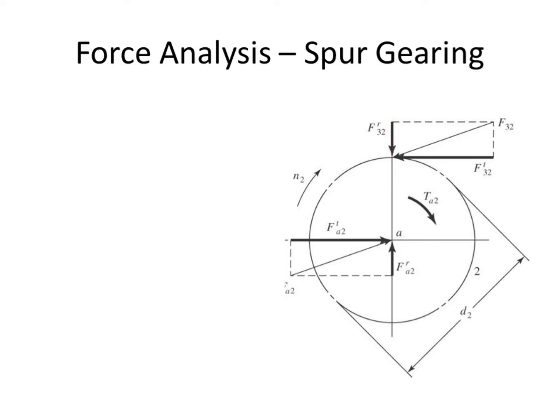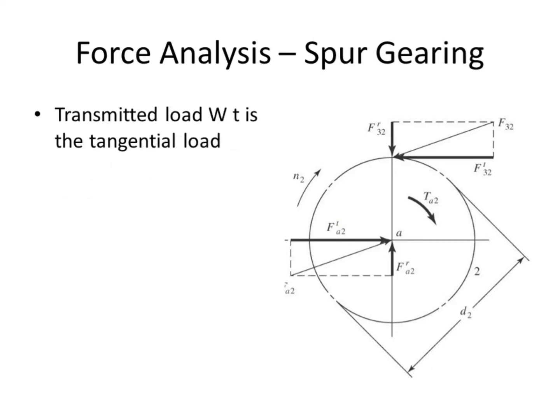The tangential component of FA2 is FA2T, and the radial component is FA2R. As we told you earlier, radial components are of no use to us, and the tangential components are the ones responsible for the motion. From Newton's third law, F32T is equal to F23T, and we call these two forces WT, because it is the tangential component. So we can say that WT is the most important force for us.